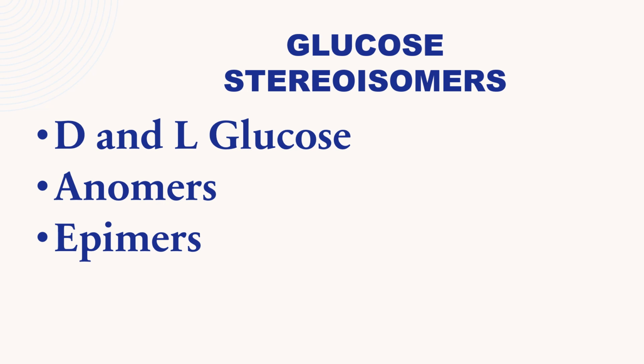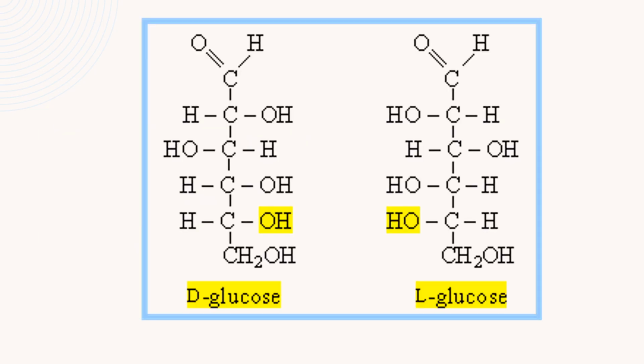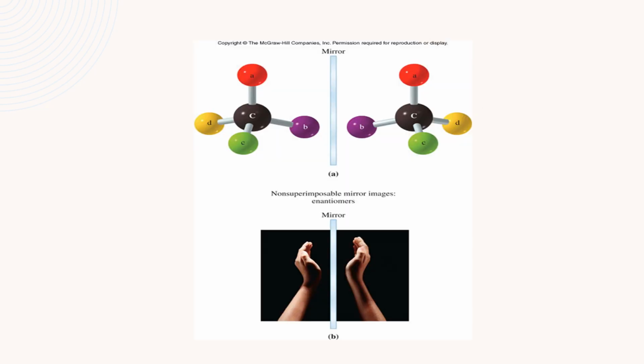Glucose stereoisomers. There are three different types: D and L glucose, anomers of glucose, and epimers of glucose. See, this is the D glucose and this is the L glucose. The only change is in the OH at the C5 position of the glucose. These are non-superimposable mirror images and are known as enantiomers.